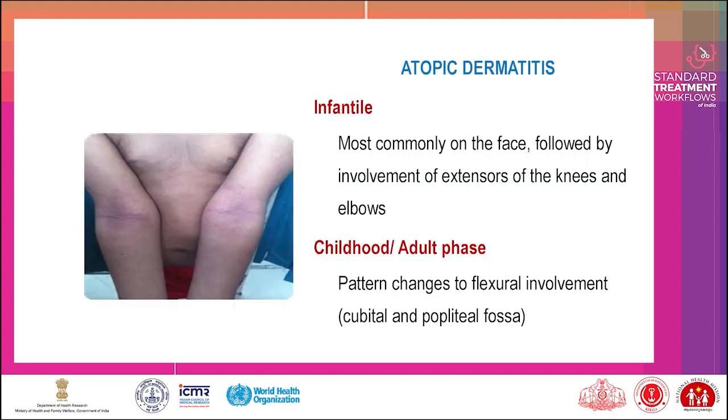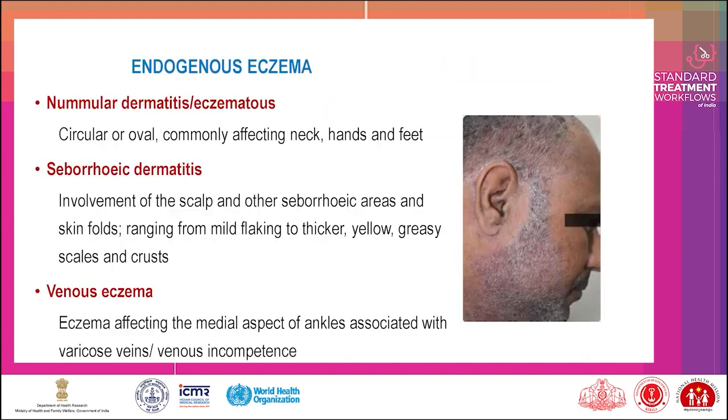Atopic dermatitis. In the infantile group, most commonly on the face, followed by involvement of extensors of the knees and elbows. In childhood or adult, the pattern changes to flexural involvement, that is cubital fossa and popliteal fossa. Endogenous eczema, nummular dermatitis or eczema: circular or oval, commonly affecting neck, hands, and feet. Seborrheic dermatitis: involvement of the scalp and other seborrheic areas and skin folds, ranging from mild flaking to thicker yellow greasy scales and crusts. Venous eczema: eczema affecting the medial aspect of ankles associated with varicose veins or venous incompetence.